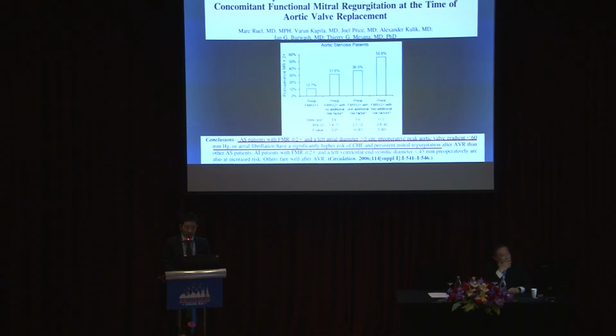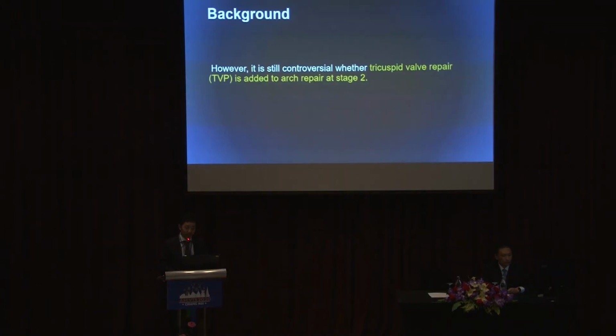In the adult cardiac area, a study about functional mitral regurgitation and aortic valve stenosis was reported. According to this paper, there are some risk factors like functional mitral regurgitation more than mild, dilated left atrial diameter, low pressure gradient, and atrial fibrillation. So patients with these risk factors are recommended to have mitral valvuloplasty in addition to aortic valve replacement.